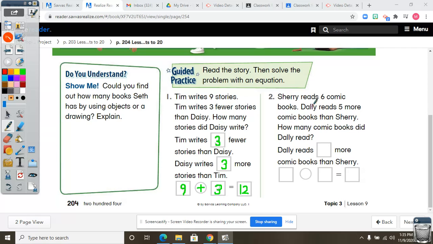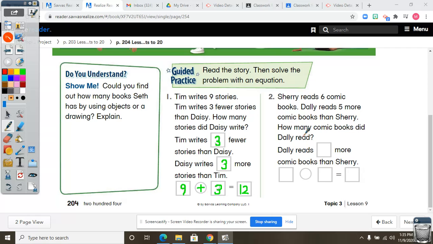All right, let's move on to number 2. Now, I'll read it to you, but you try it on your own and see if you can do it, and then we'll go through it. Sherry reads 6 comic books. Dally reads 5 more comic books than Sherry. How many comic books did Dally read?